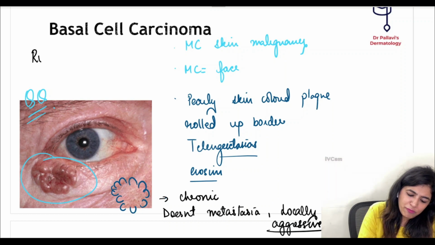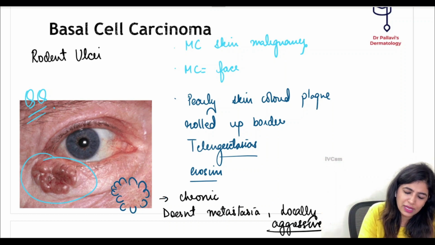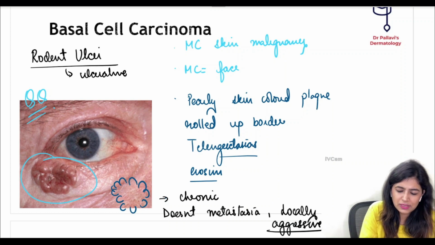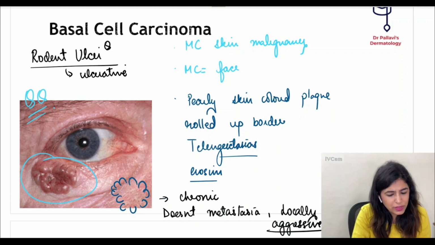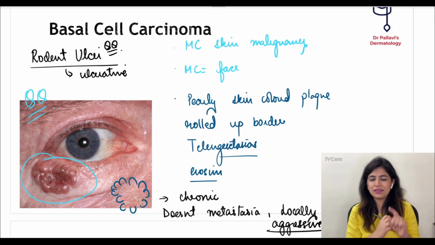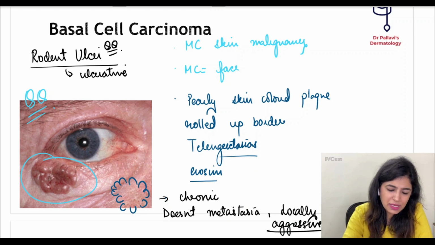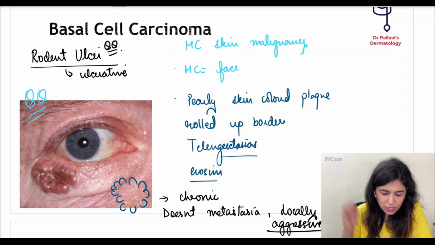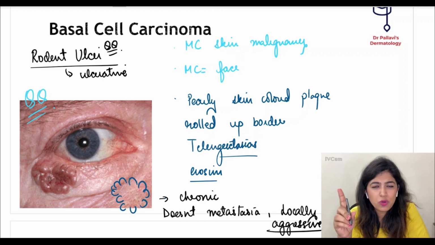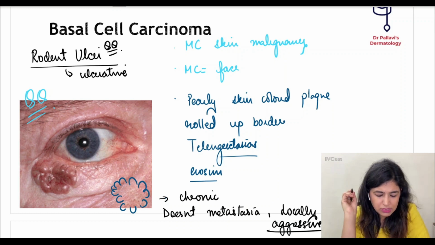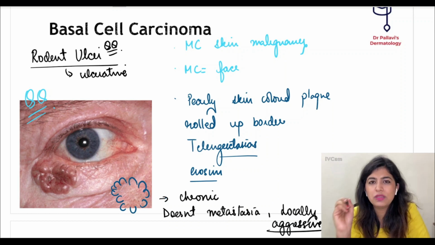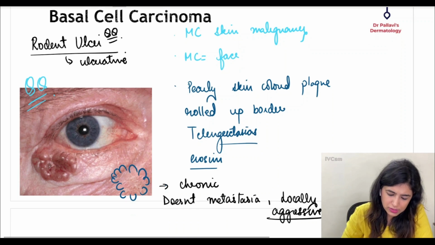Then there is a type of BCC which I told you in the beginning of this video also, which is called the rodent ulcer. This is an ulcerative type of BCC which has undermined margins. You get this question quite frequently, that is the rodent ulcer. So all these points about BCC are clear. When you look at the image, see the difference from the melanoma image in the question per se. This is the skin color lesion with rolled up borders.